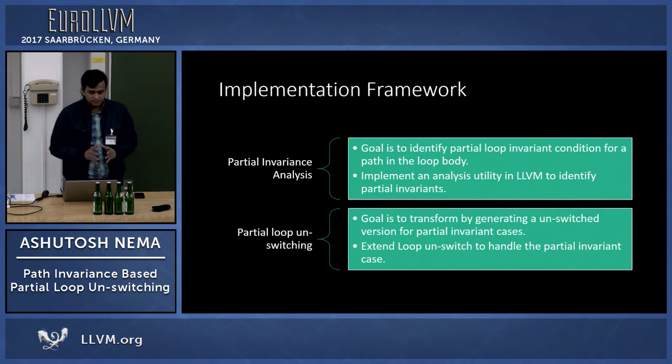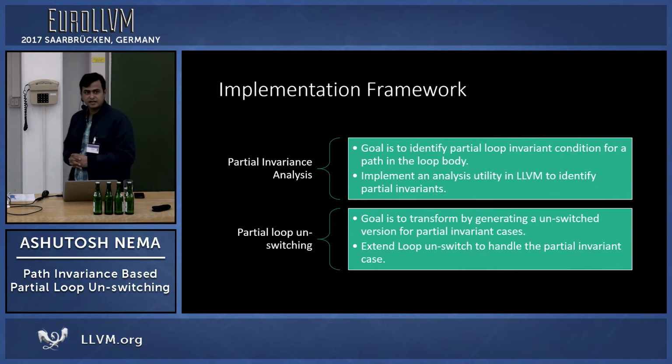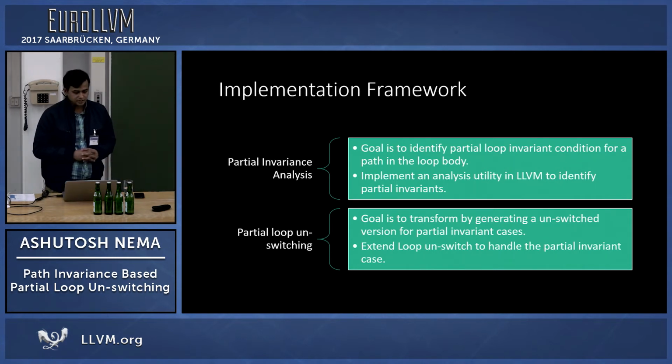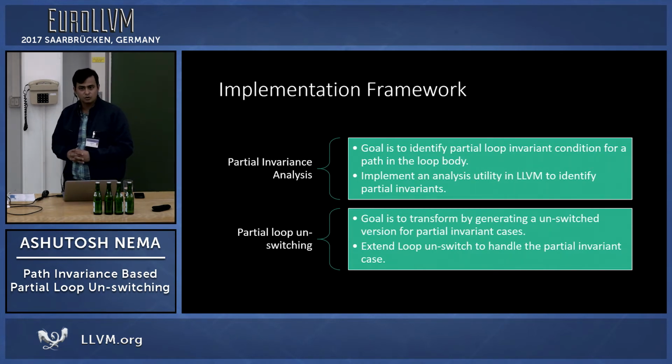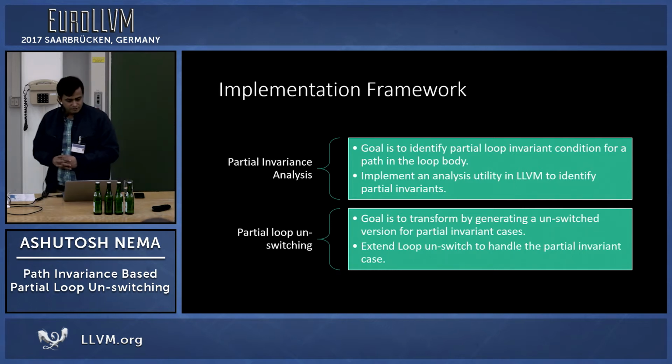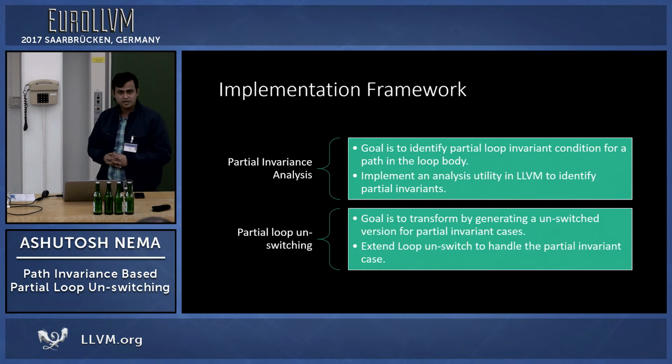So these are a few details of the implementation framework. It is categorized into two categories. First is the partial invariant analysis. Second is the partial loop unswitching. The goal is to identify a partial loop invariant condition for a path in the loop body. We have implemented an analysis utility in LLVM to identify the partial invariants.